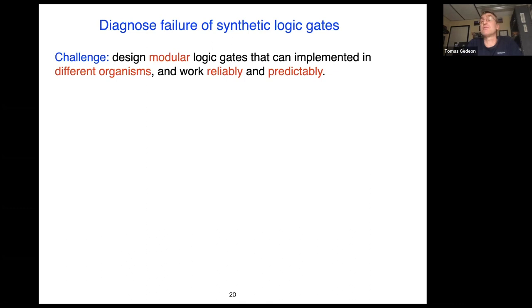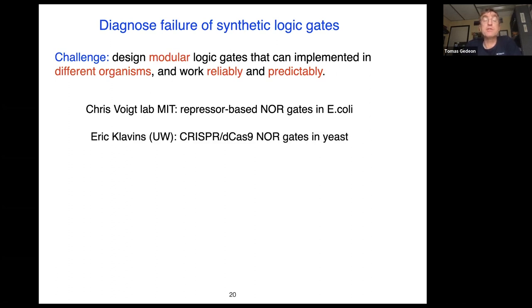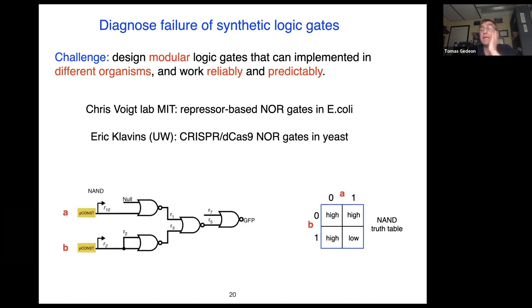Now, obviously, this is completely science fiction at this point. And one of the reasons is that these things do not work like electronics, okay? So here's work from two labs which are trying to build, and they have built, these repressor-based NOR gates. These are logical gates. One works in E. coli. The other one uses CRISPR-Cas, which is the new biology coming out in the last couple of years, in yeast. And so here's what they come up with, right?